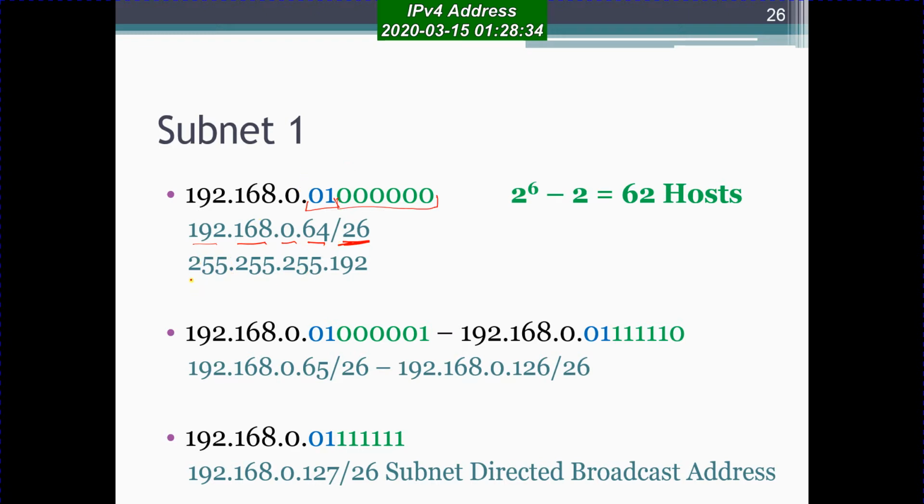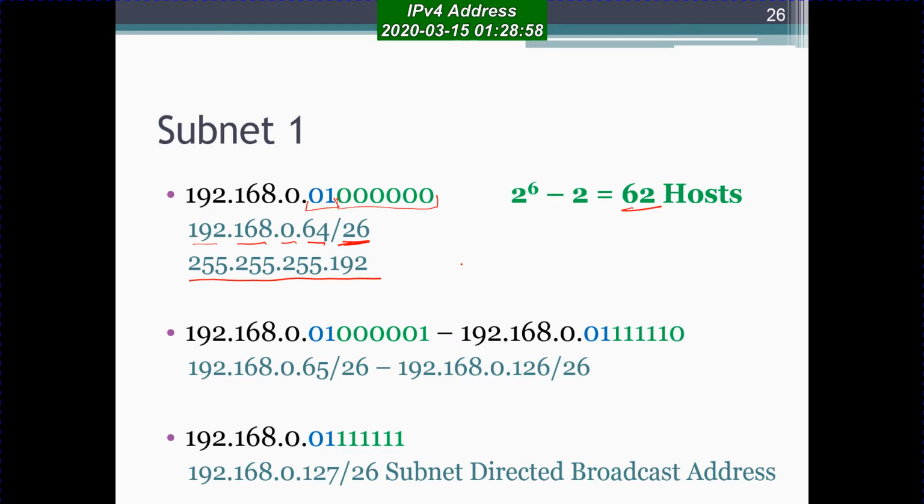When we convert the mask to the decimal system, it is 255.255.255.192. Same story. How many bits do we have in the host address field? 6 bits. Let's compute the combinations. The maximum number of hosts is 2 to the power 6 minus 2, which is 62. So 62 devices can be hosted in this subnet.